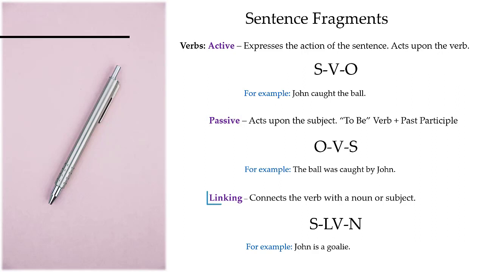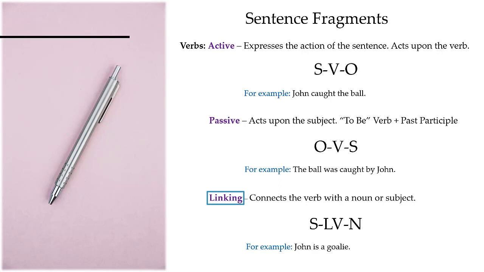And then lastly, we have linking verbs. Linking verbs connect the verb with a noun or a subject. Often it's used to describe what someone is, or an adjective. So for example, John is a goalie. John is the subject, is the linking verb, and a goalie is the noun. So even though the title of this slide is sentence fragments, these are all examples of complete sentences.